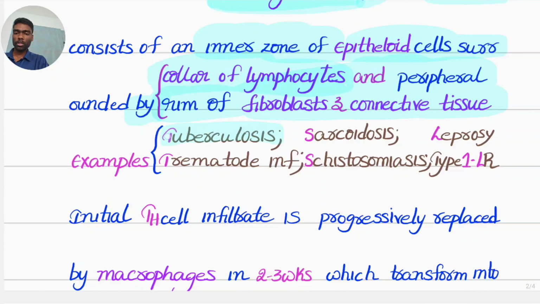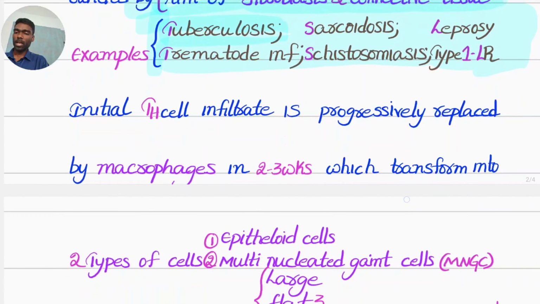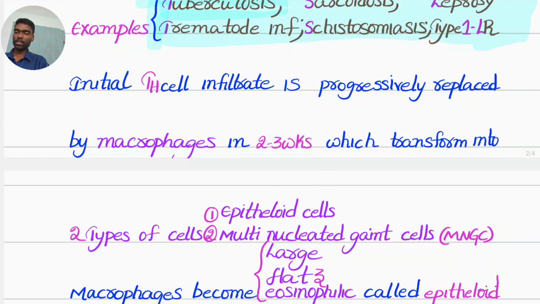Example: tuberculosis, trematode infections, schistosomiasis, sarcoidosis, leprosy, type 1 lepra reaction. In all these, granulomas will be formed, which contain epithelioid cells. What are epithelioid cells? Epithelioid cells and multinucleated giant cells are formed by our activated macrophages.